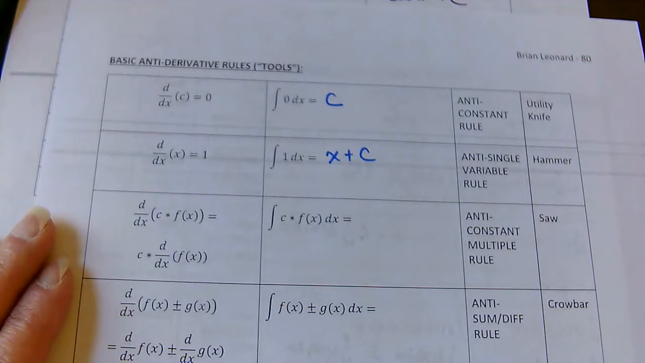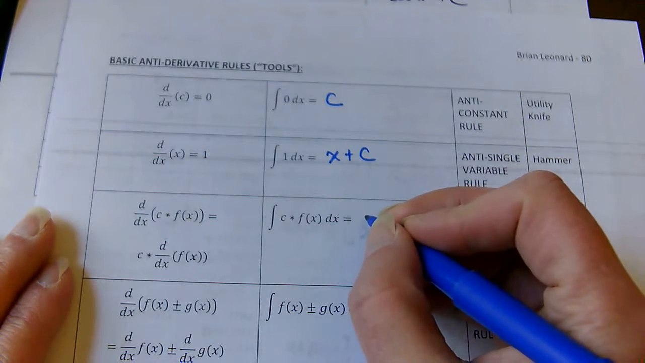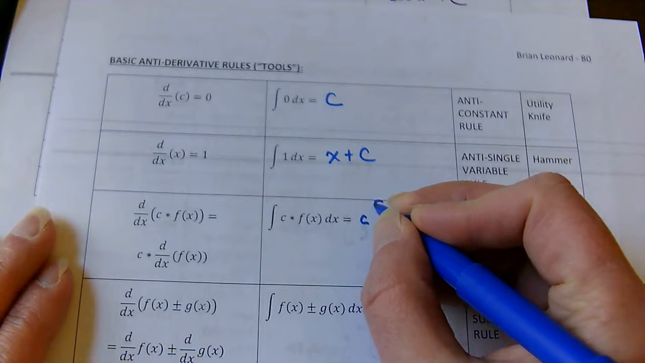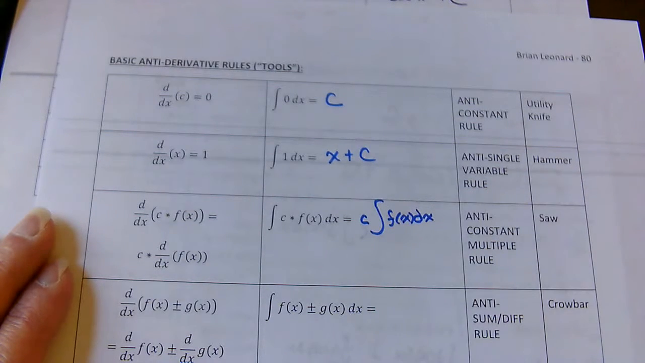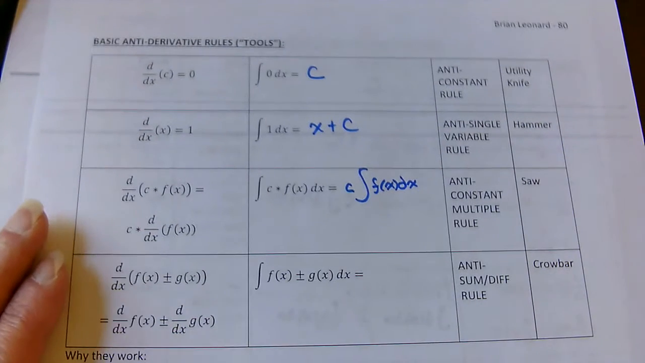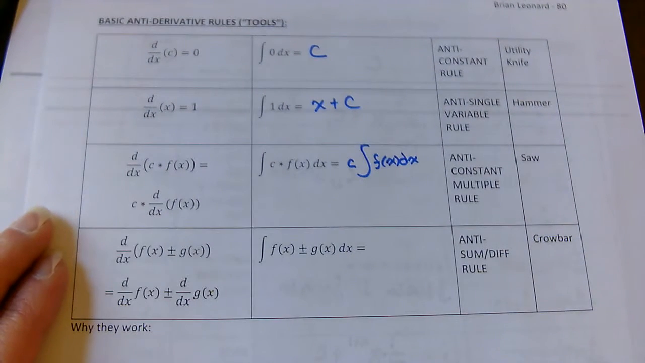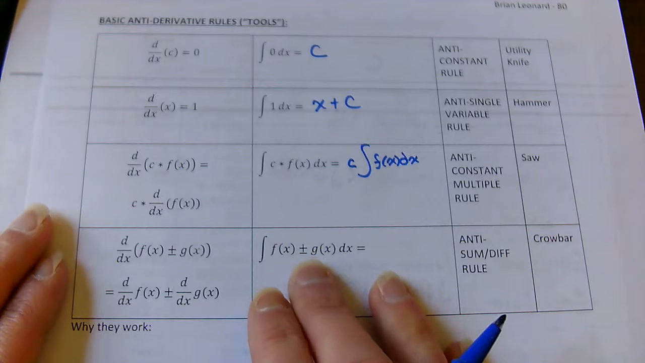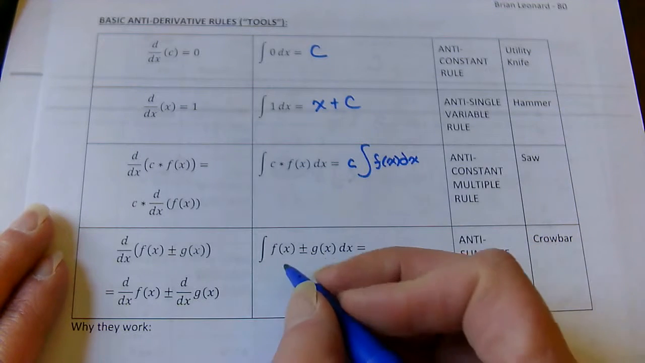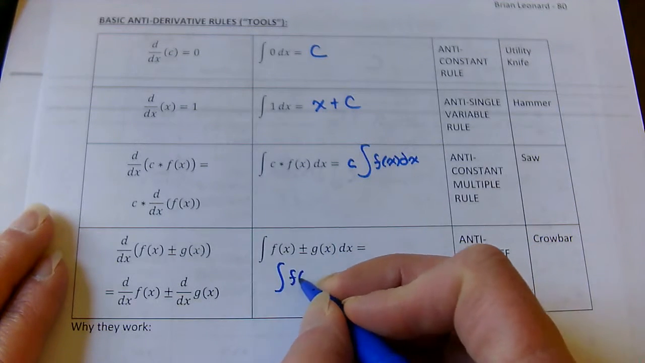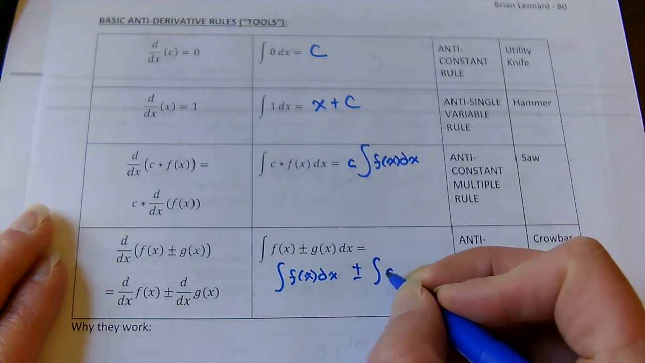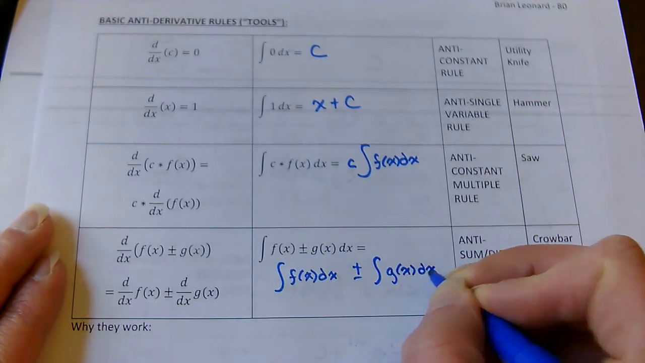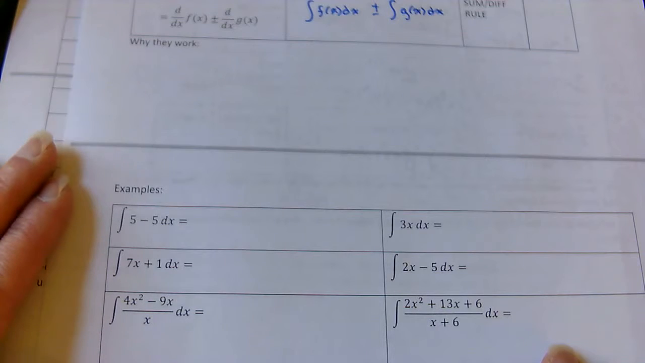If we multiply by a constant, that's the same as if we took that constant times the integral of f of x dx. Now remember, when we take that integral, we're going to add c. Remember how we could split up a polynomial, stuff being added and subtracted. We can do the same thing with integrals. Integral of f of x dx plus or minus the integral of g of x dx. And we're not going to go into how they work. Let's just go into the examples.